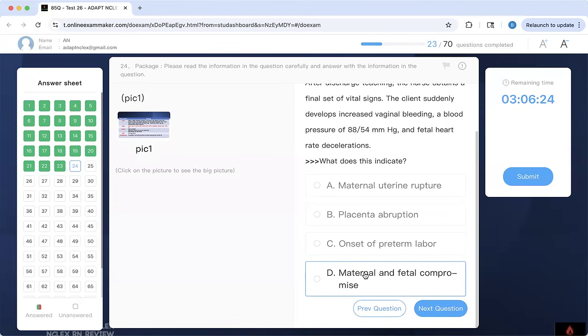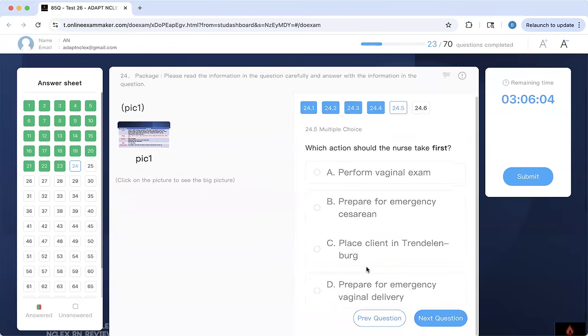I can tell you it's maternal fetal compromise. Both of them are in trouble, shock, and the baby is not doing well. This is not the onset of preterm labor. Mommy is still bleeding; abruption, I would say, is painful vaginal bleeding, and uterine rupture happens when you are in labor. Mommy is not in labor.